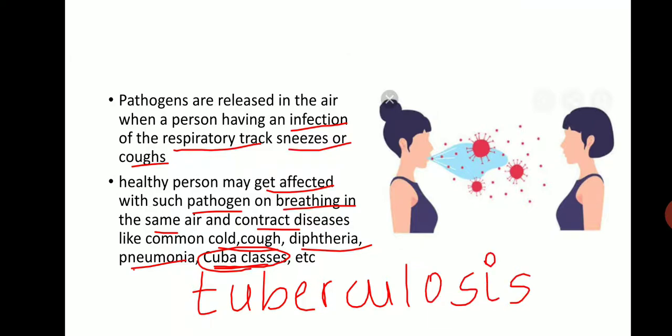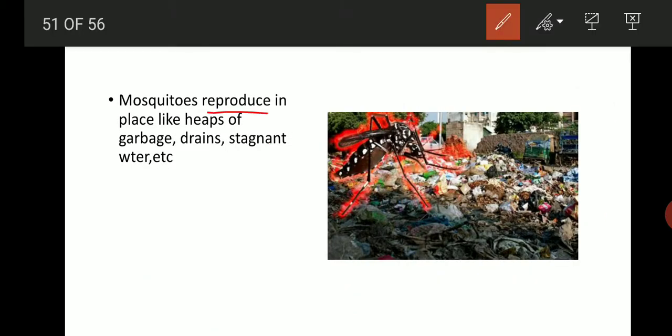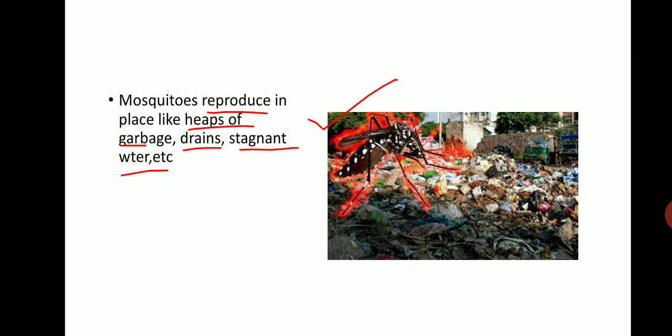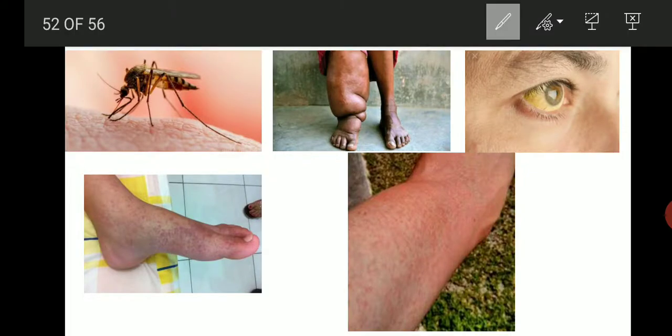Okay, then the mosquitoes reproduce in places like heaps of garbage, drains, stagnant water, etc. Microbes that cause diseases like malaria, dengue, elephantiasis, yellow fever, chikungunya, Zika fever, etc., gain entry into the human body through the bite of a female mosquito. You can see here the diseases caused by mosquitoes.